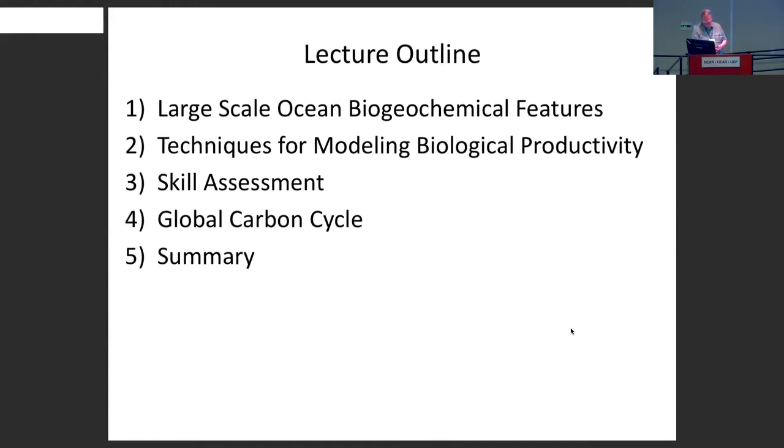A brief outline of the material that I'm going to present here. A handful of topics, some of which I'll go into a little more lightly because of time constraints. First, I'm going to talk about some of the large-scale ocean biogeochemical features that we endeavor to get the processes correct in our models, so that we can reproduce the observed features of biogeochemical properties. I'll talk about some of the techniques that we use for modeling the processes highlighted from the observations, talk briefly about how we assess these models, and then talk briefly about the global carbon cycle in CESM and other climate models.